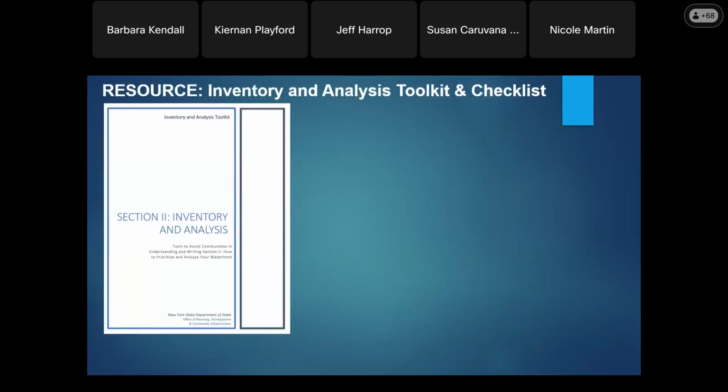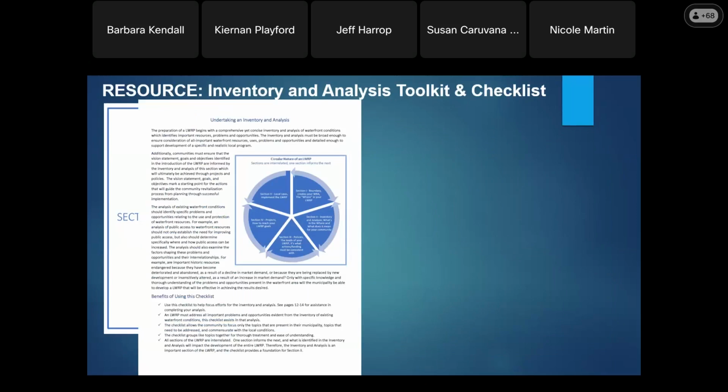Next, we are going to go over the inventory analysis toolkit and checklist. This is a toolkit that DOS developed to provide a framework of what should be included in the inventory analysis. So you can see this is the cover page. The next page can be found in Appendix 7 of the new LWRP preparation guidance.